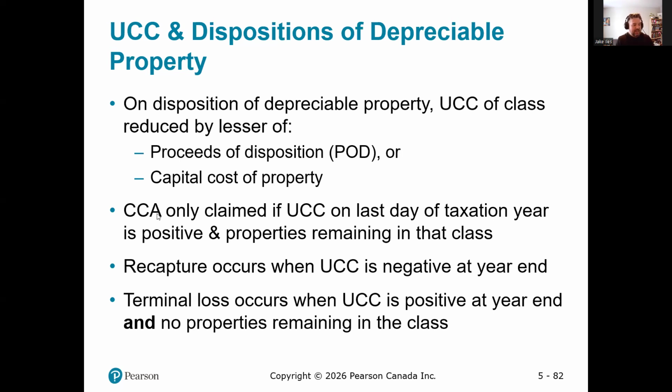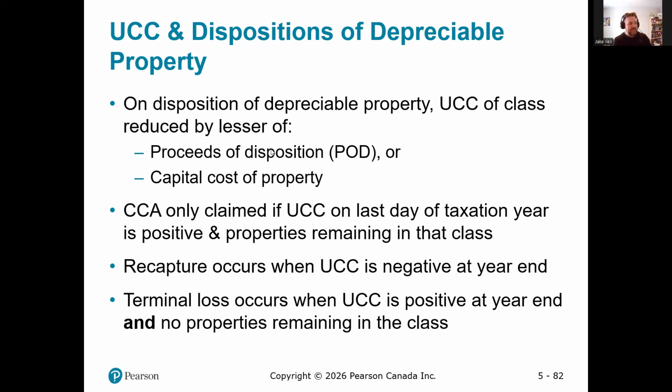The other thing to note is we always deal with additions and disposals before our CCA calculation. So we have our opening UCC, we'll deal with any additions or disposals, and then we'll have a resulting UCC. Only if that number is above 0 will we have a CCA calculation.